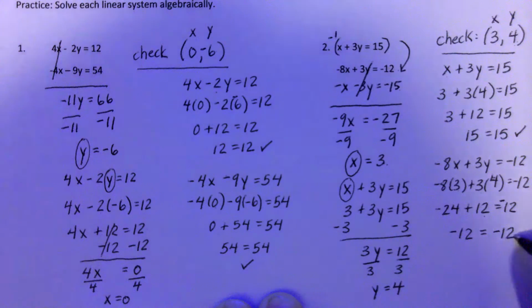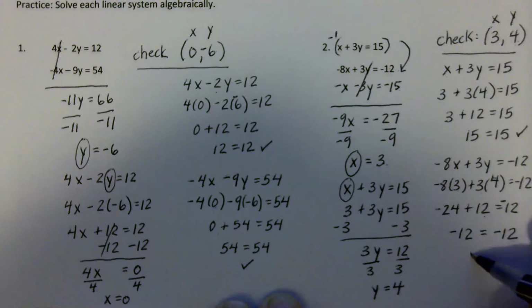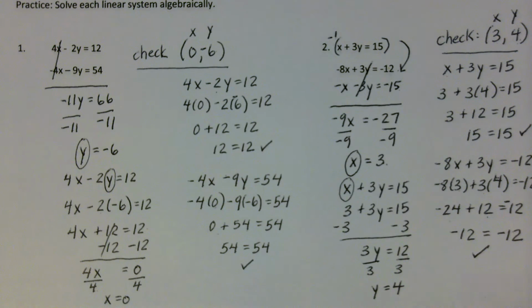And is that the same as a -12 on this side? It is. So you have just made sure that your ordered pair worked for both original equations. And that is how we solve a linear system using the elimination method.